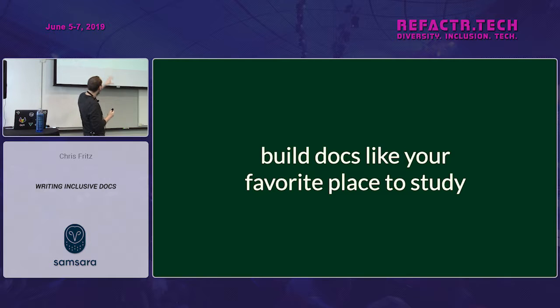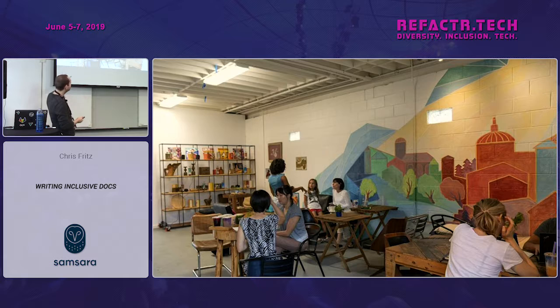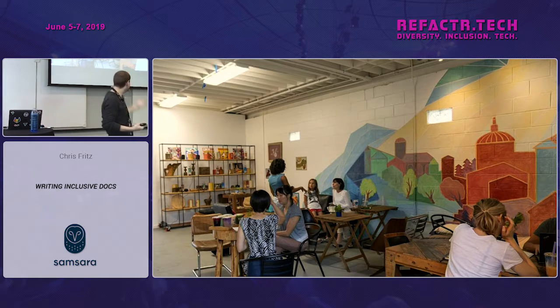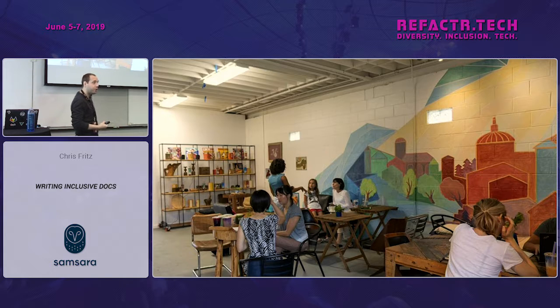I recommend building your docs like your favorite place to study. Something like this. But how does it translate to a web page? How does a space translate to a web page? Well, documentation is a space. It's a space where you're hanging out. You're spending some time there. And just like when you're picking a good cafe to study or work, you look for certain attributes, things that are going to make it easy to get your work done.